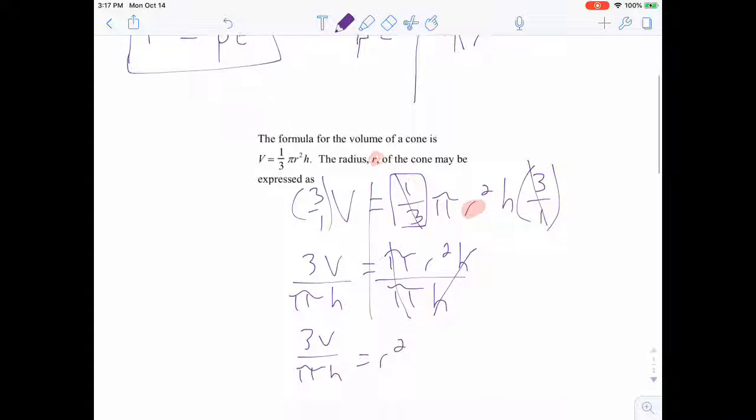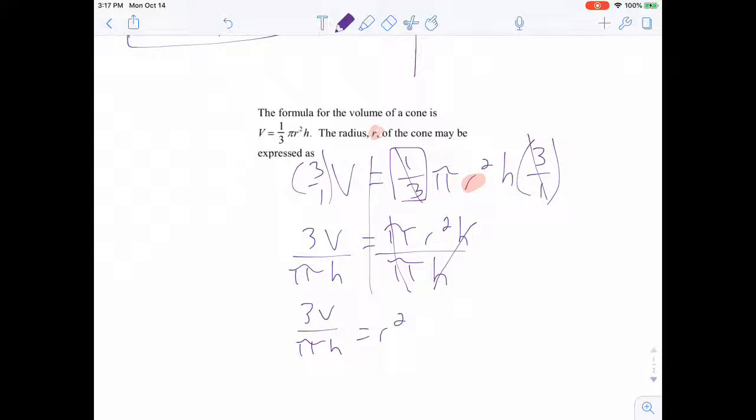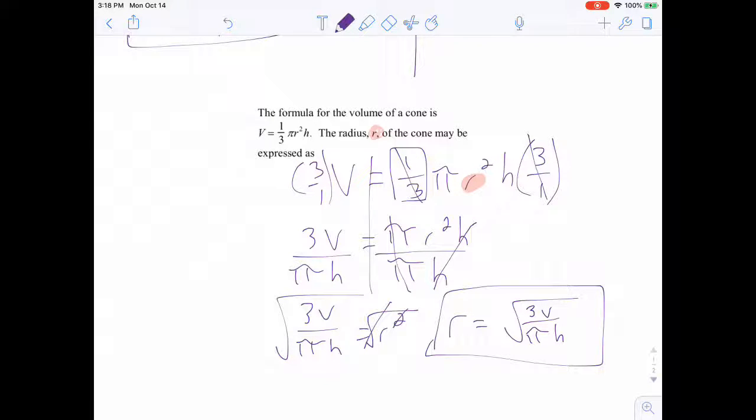And here's where the tricky part comes in. A lot of students don't understand that squaring a number and square rooting a number are inverse operations. A lot of them will try dividing here. But in order to undo something that's being squared, we need to take the square root. Whatever I do to one side, I have to do to the other. On the right-hand side, squaring a number that's being square rooted cancels it out, and I'm left with r equals the square root, with everything underneath the square root, of 3v over pi h. R's by itself, so there's my final answer.